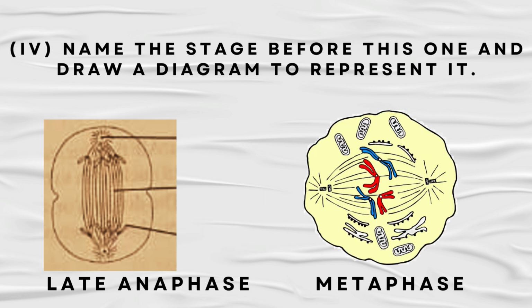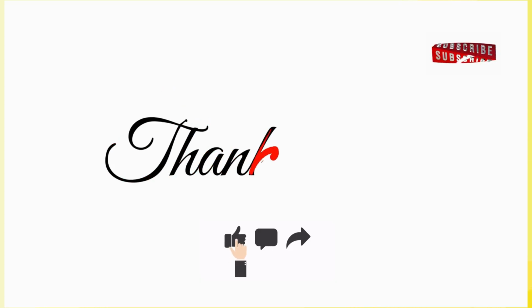Next, question 4. Name the stage before this one and draw a diagram to represent it. The answer is metaphase, in which the chromosomes align at the cell's equator, preparing for the separation that happens in anaphase. This alignment ensures that each new cell will receive an equal number of chromosomes, which is critical for healthy cell division.